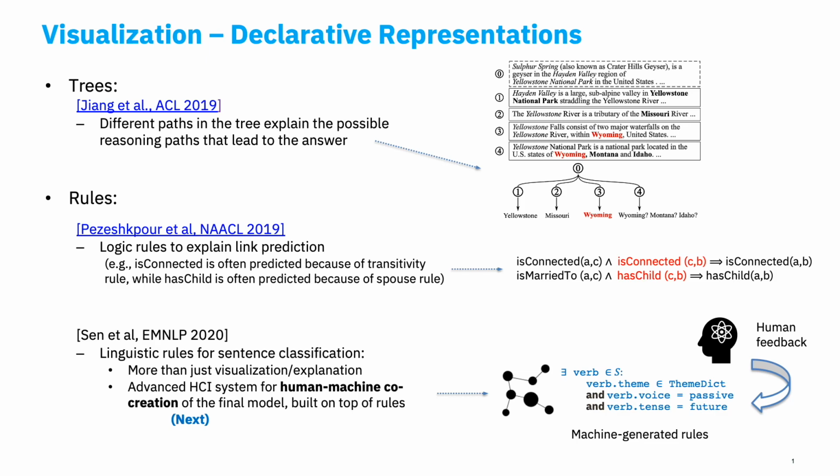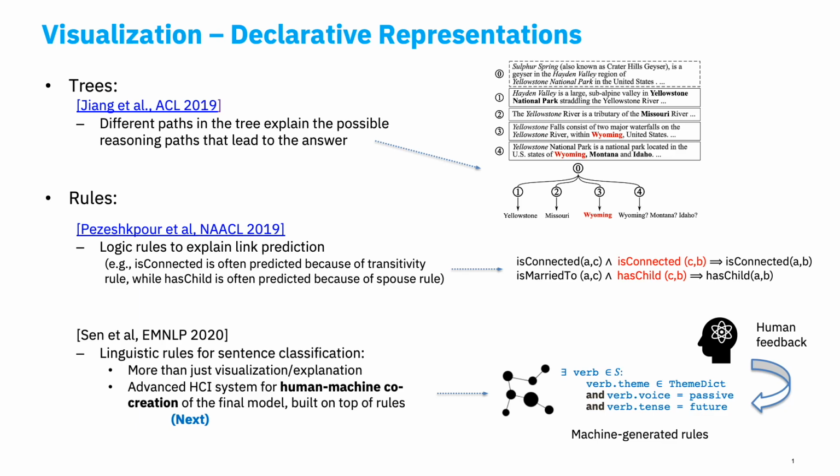In the case of trees, let's revisit the paper that we discussed earlier on multi-hop reading comprehension. So here, different paths in the tree explain the possible reasoning paths that lead to the answer. One can use this as the basis for visualization, where a user can see the alternative choices of going from the subject of the question to the possible answers, and also can see the final answers that the system arrived at.